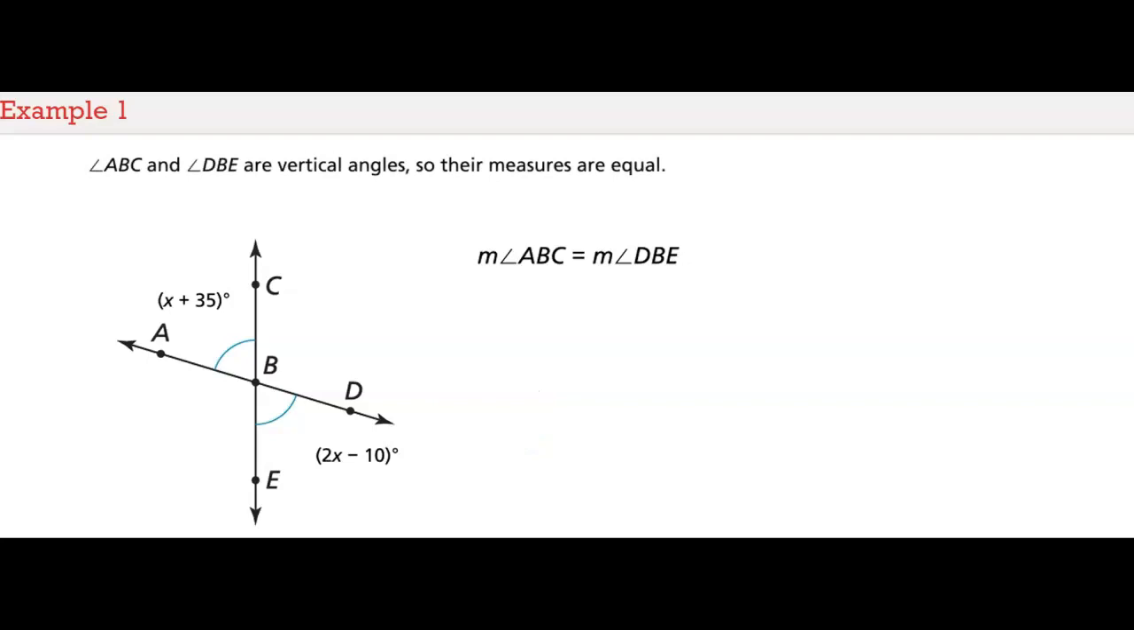Angle ABC and angle DBE are vertical angles, so their measures are equal. Write the equation x plus 35 equals 2 times x minus 10. Solve the equation by adding 10 to both sides and simplifying. Then subtract x from both sides, so x equals 45.